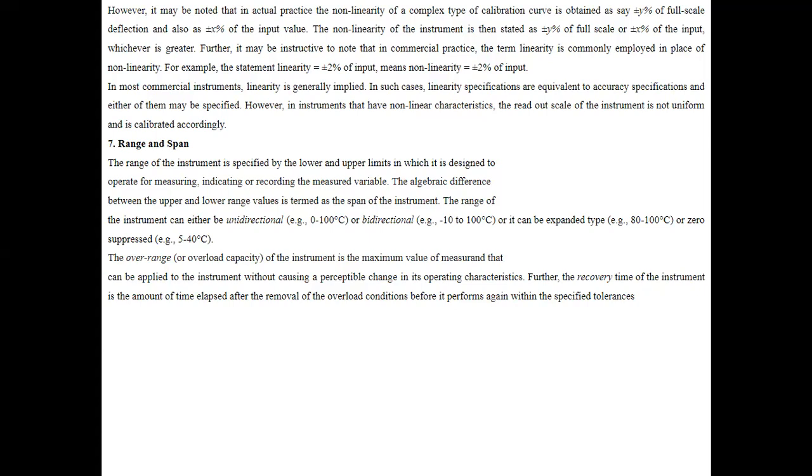The overrange or overload capacity of the instrument is the maximum value of the measurand that can be applied to the instrument without causing a perceptible change in its operating characteristics. Further, the recovery time of the instrument is the amount of time elapsed after the removal of the overload conditions before it performs again within the specified tolerances.